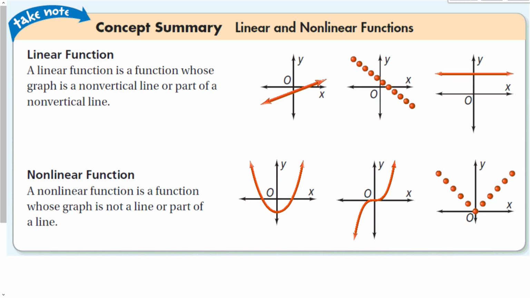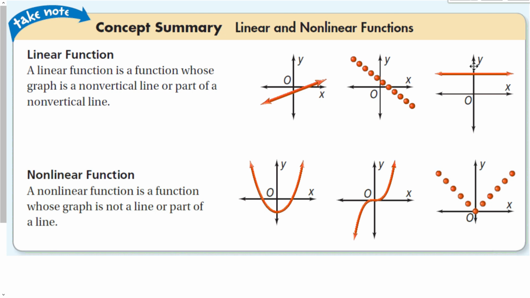So my linear functions look like a line. A horizontal line, vertical line is okay. So these, the first three, are all examples of a linear function, a function whose graph is a non-vertical line or part of a non-vertical line. All right, because a vertical line would not be a function.